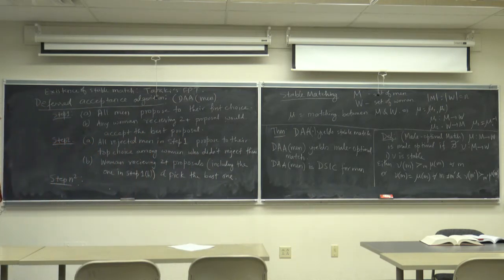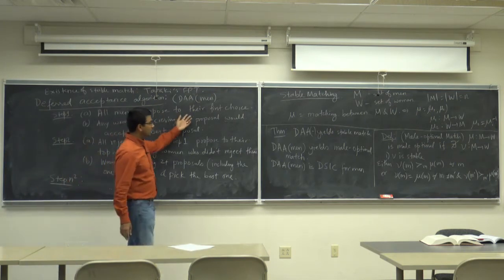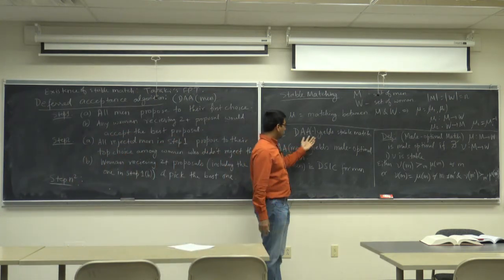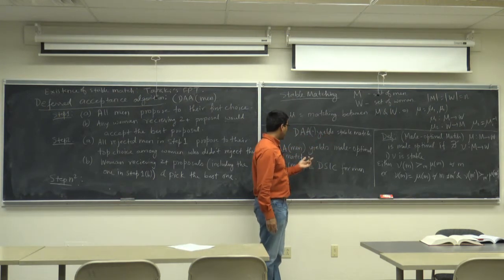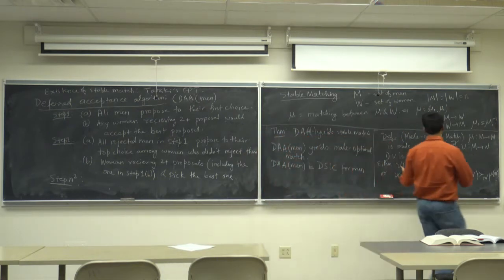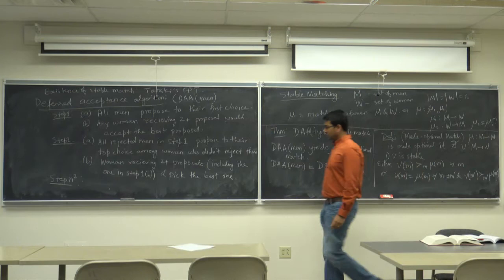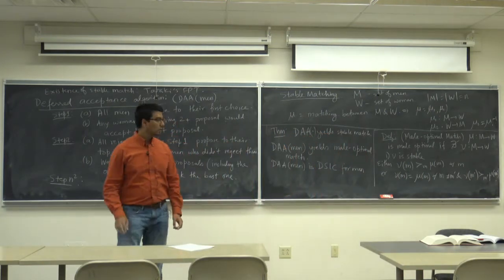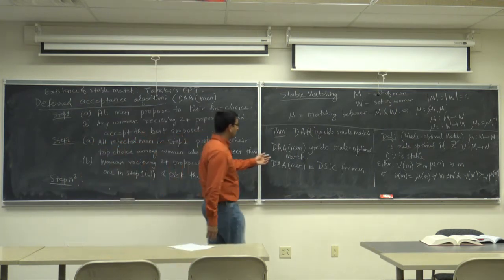So what's the significance here? If men propose to women, this algorithm will yield a stable match, and this stable match is going to be the male optimal match. What is a male optimal match? There is no other stable match in which at least one male will be better off. So there is no other stable match like that. So that's a male optimal match.